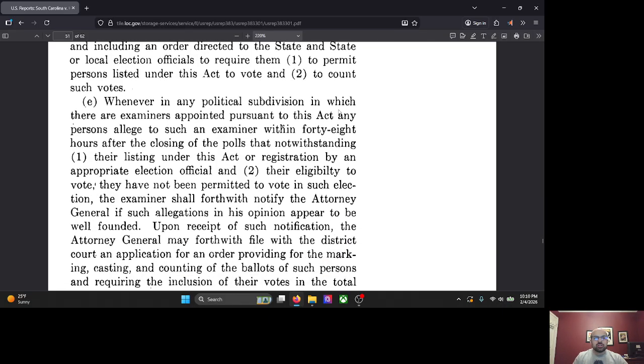E. Whenever in any political subdivision in which there are examiners appointed pursuant to this act, any persons alleged to such an examiner within 48 hours after the closing of the polls that, notwithstanding 1.